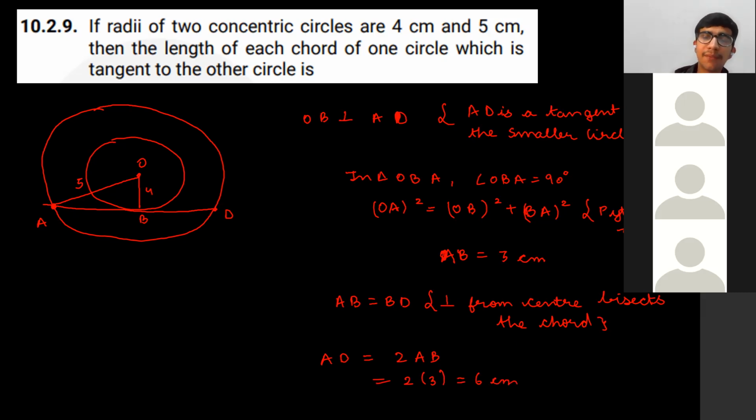Okay. So basically for every step you are writing, you have to mention the proper reason behind it. If you directly write AB is equal to BD, or directly write AD is equal to 2 times AB, you have to mention why that is happening, right? So this is all about how you write in a subjective paper.